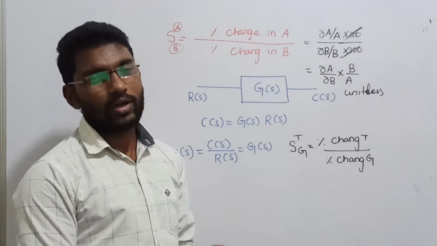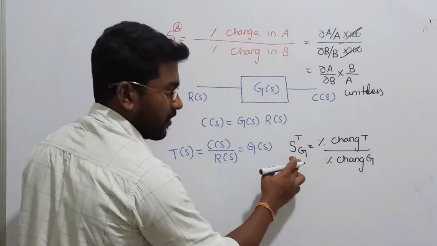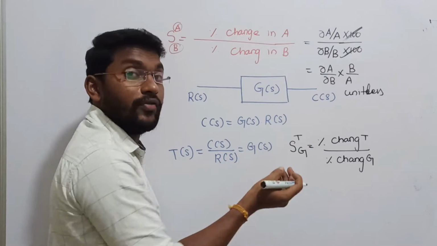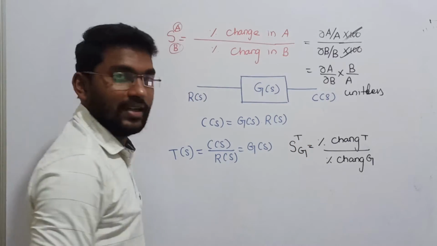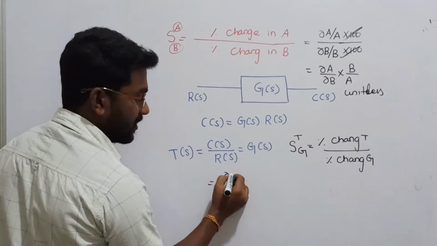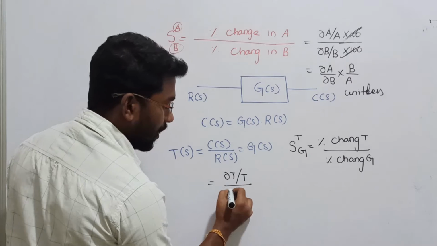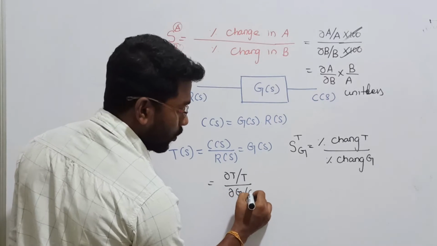See, we are learning some small things, so don't think too much. In the same way, when I write the expression for the sensitivity of the overall transfer function of an open loop system with respect to G, let us see how to write this. How will you write the percentage change in G? The change in T with respect to the overall value divided by the change in G with respect to the overall value.